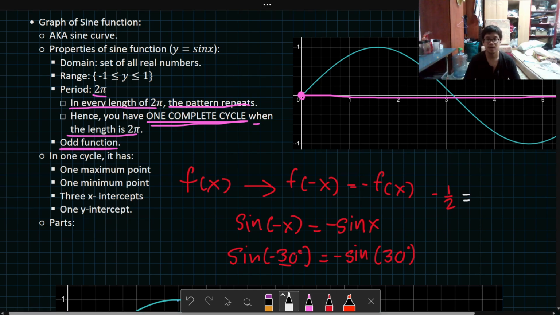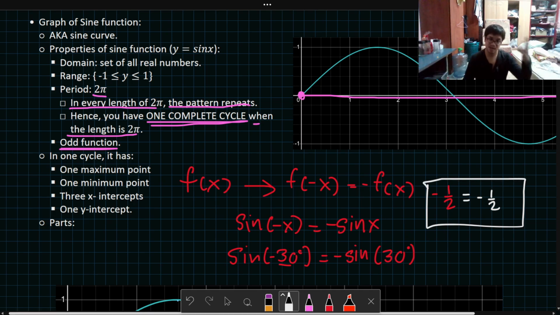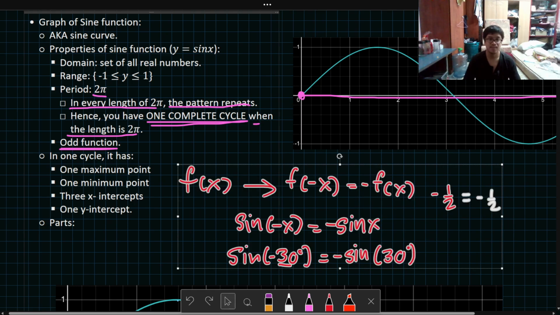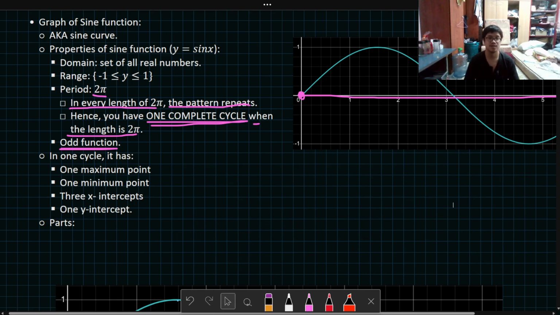Then here, negative sine 30 degrees. Substitute sine 30 degrees, it's basically one half. So negative times one half is negative one half. So they're in fact the same. Hence, sine x is in fact an odd function. So yeah, that's basically it. Forgive me if I take a long time to calculate this. Anyway, let's continue.